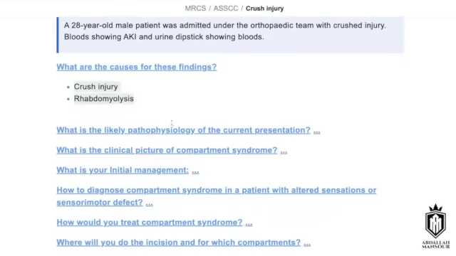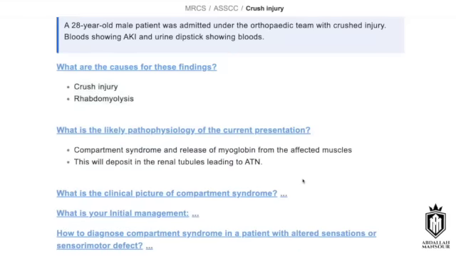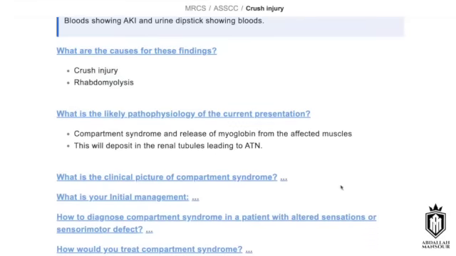All right. What's the likely pathophysiology of the current presentation? I think you mentioned the myoglobin release, which causes damage to the renal tubules. What is damage to the renal tubules called? Acute kidney injury. Not really. It's acute tubular necrosis. That will lead to acute kidney injury, of course, but to be more specific, the myoglobin will deposit into the tubules, leading to necrosis. So it's called acute tubular necrosis.